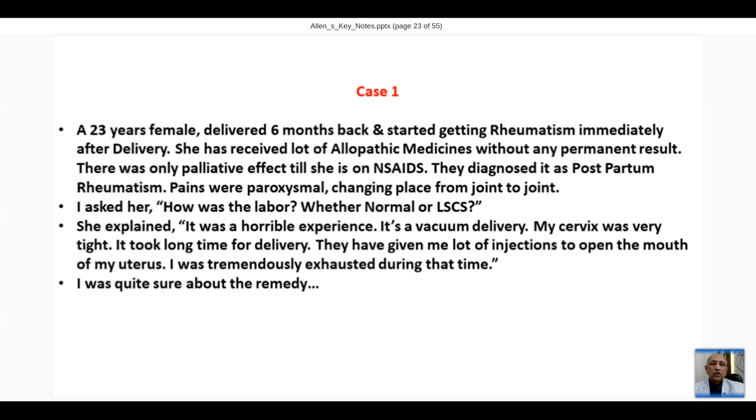She explained it was a very horrible experience, doctor. It was a vacuum delivery, and my cervix was so tight that it was not opening. It took a very long time for delivery. They gave me multiple injections in order to open my cervix. I was tremendously exhausted during the whole process. Continuously the pains were there. And I was quite sure after listening to this, because it denotes a very clear-cut remedy. Anyone who has a clue regarding the remedy, you can put it over there. You can write your idea regarding this.